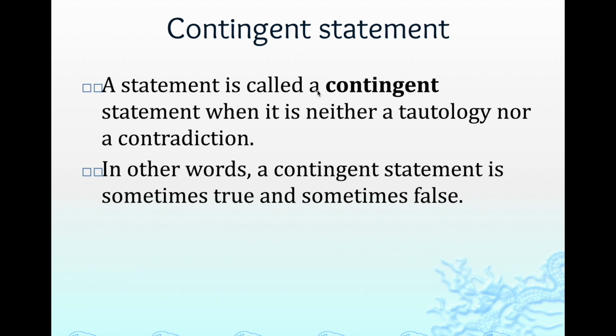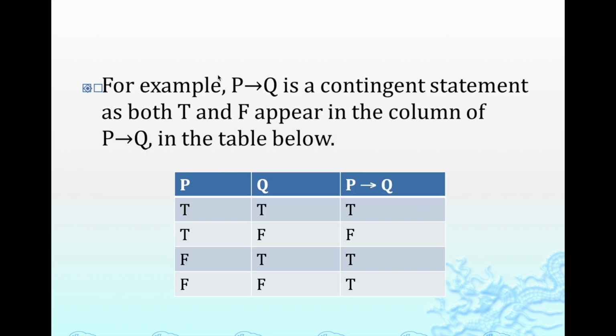A statement is called a contingent statement when it is neither a tautology nor a contradiction. In other words, a contingent statement is sometimes true and sometimes false. For example, P and Q is a contingent statement as both T and F appear in the column of P and Q in the table below. So you can see both T and F appear at the last column.